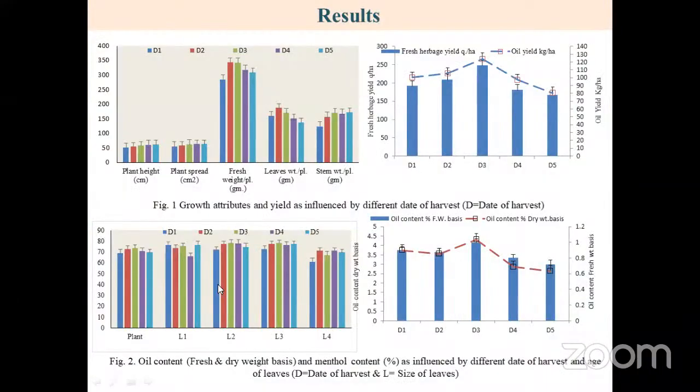Results: plant growth parameters, plant height, plant spread, fresh weight, leaf weight per plant, stem weight per plant, fresh herbage yield. D3 is best compared to other dates, as is oil yield in kg per hectare. Oil content and menthol content were influenced by different dates of harvesting and age of leaves. Oil content is best at the D3 date.